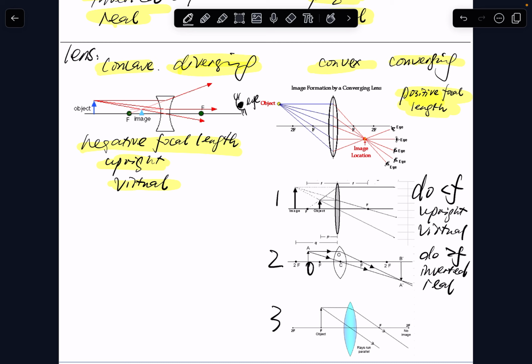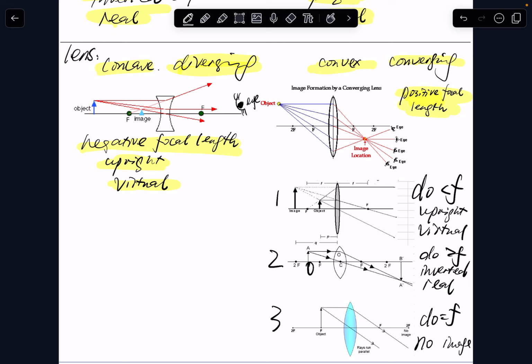So what about the third case? In the third case, we see the object and the focal length are at the same point. So really DO equals F in this case, right? So in this case, they can never converge. You basically get parallel rays. They're always parallel, so there will be no image. Okay, all right. So those are the three cases for the convex lens.